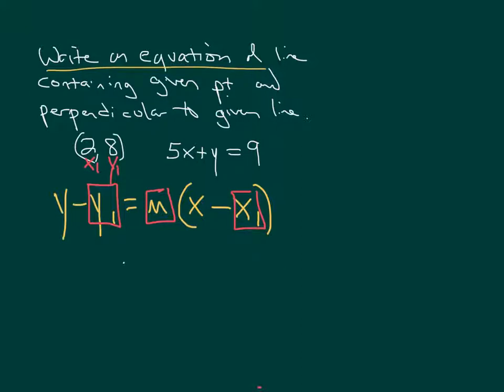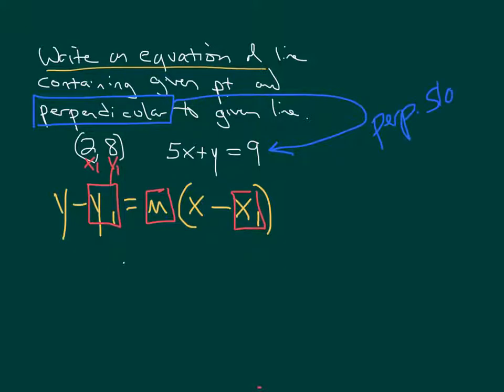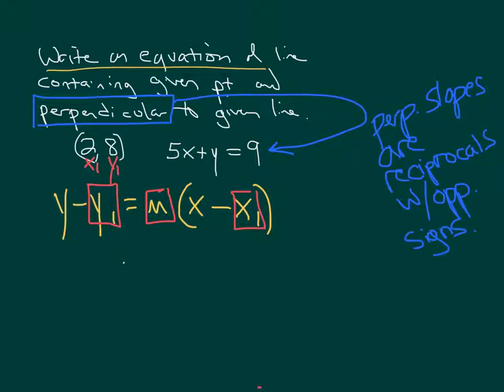This one's a little bit different because they tell us that we are perpendicular to the given line. Perpendicular slopes are reciprocals with opposite signs, meaning if one of them is positive, the other one's negative. We know our y1 is going to be 8, and our x1 is going to be 2. We just don't know what our m is until we find the slope of the given line.